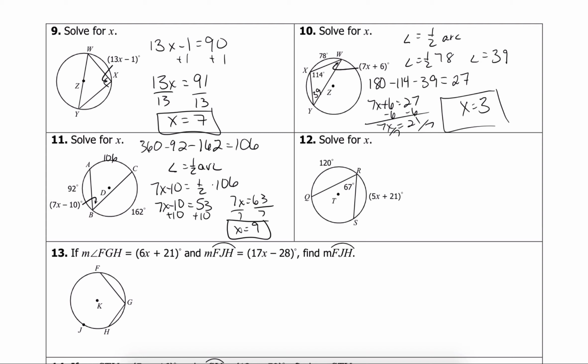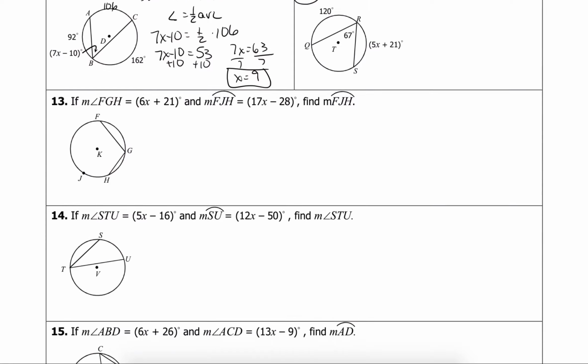All right, number 12 is very similar. We're needing to find the missing arc first, and then we'll use that the angle is half the arc. So try number 12 on your own and put it in the video.